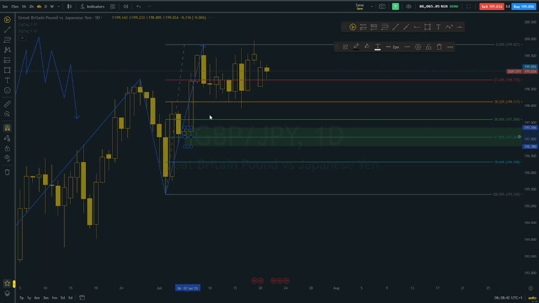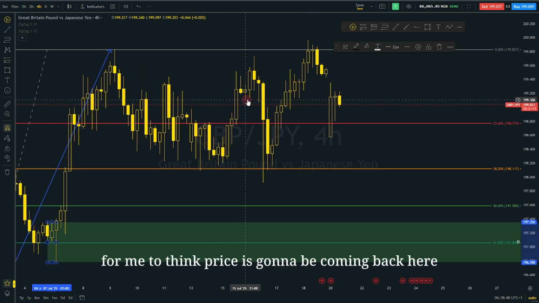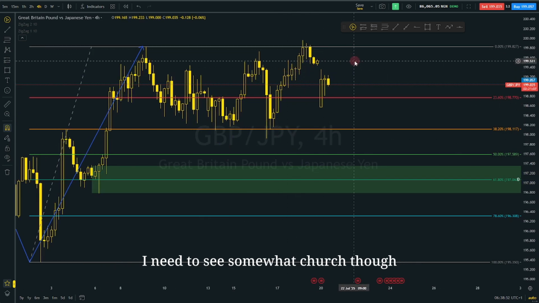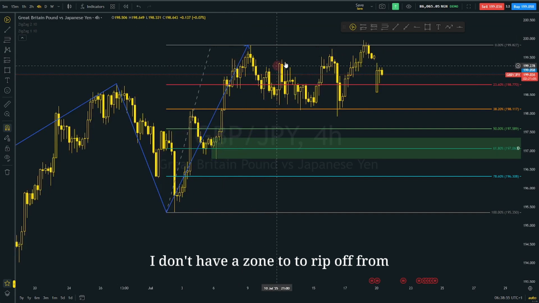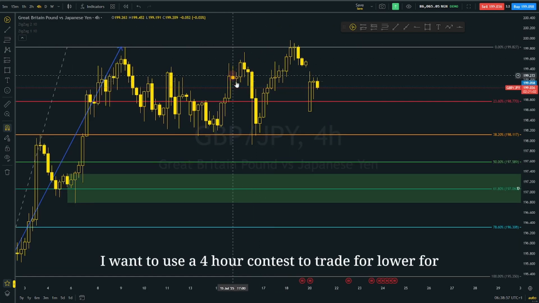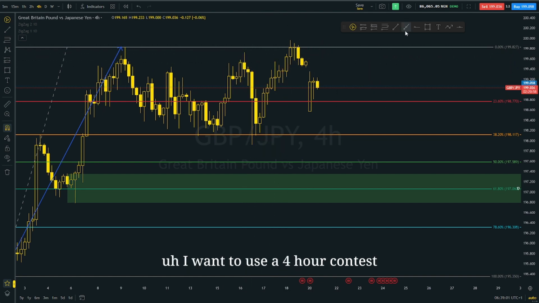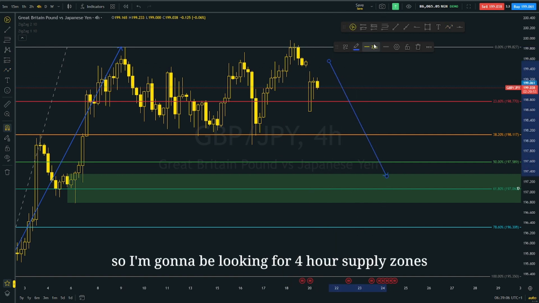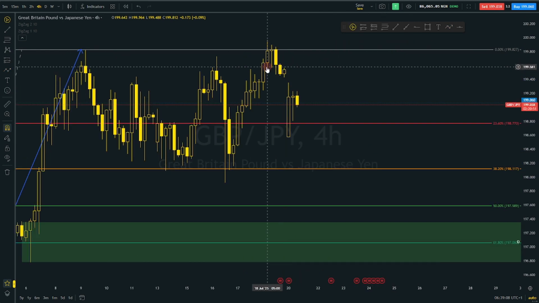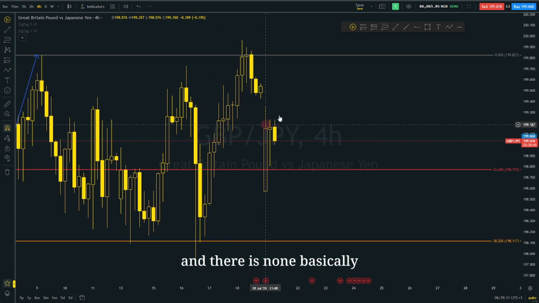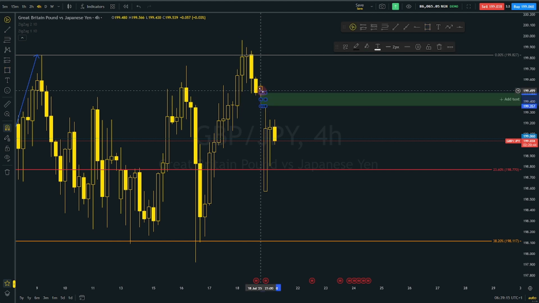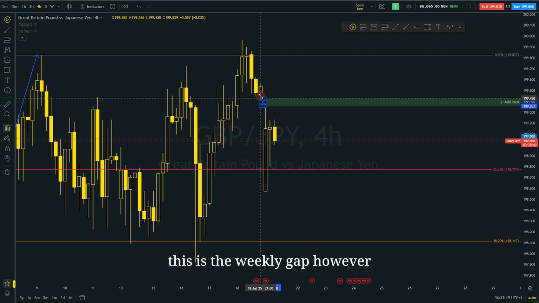And then on the 4 hours, what do I want to see? For me to think price is going to be coming back here, I need to see somewhat of a choke. Though I don't have a zone to rip off from, I want to use a 4 hour context to trade for the downside. So I'm going to be looking for 4 hour supply zones, and there is none. Basically, the only thing we have here is this gap, this weekly gap.